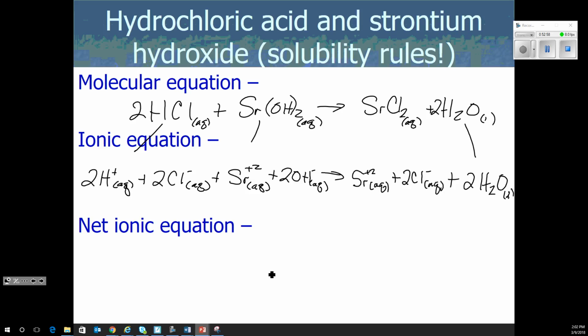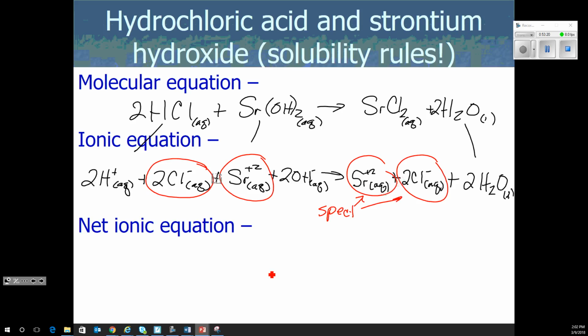What do you see that is the same on both sides? What is exactly the same? Has the same charge, same number? The chlorine. Is there anything else? Strontium, good. These are known as spectator ions.